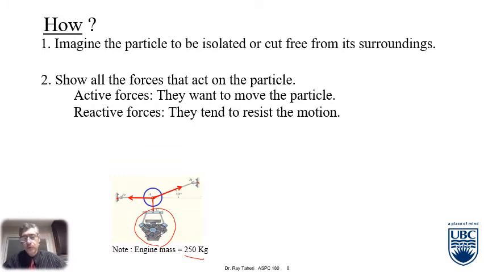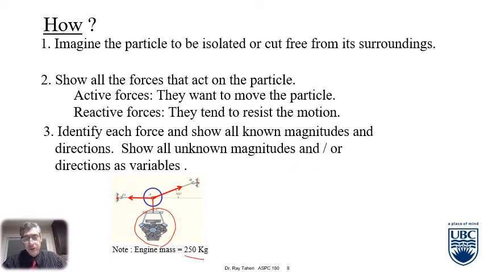So we try to isolate this point and draw the required forces. Then identify what are knowns and what are unknowns. And as I mentioned, in this case we have two unknowns, which is TAB, tension in cable AB, and TAD, tension in cable AD. And that's all you need to do.